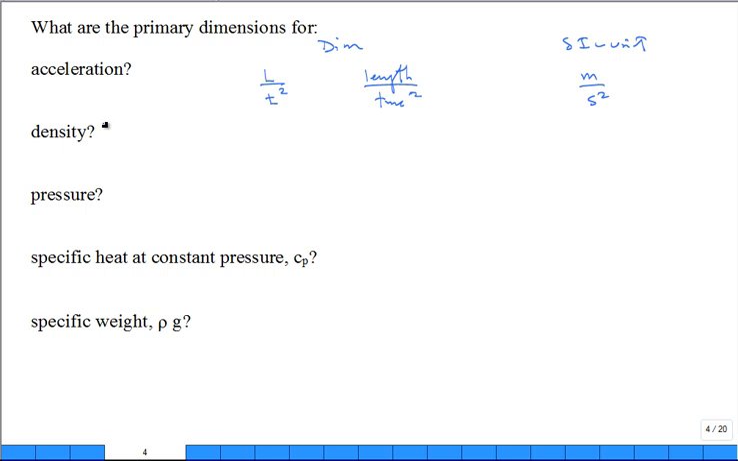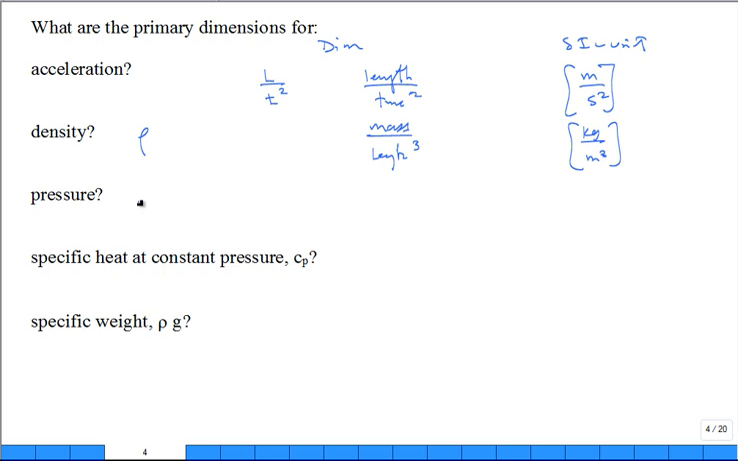All right. How about density? Well, that was a symbol rho. That was mass per unit volume, right? So it turns out to be mass per length cubed. True? And then maybe you want to do kilogram per cubic meter. Maybe I put a bracket to emphasize those are my units.